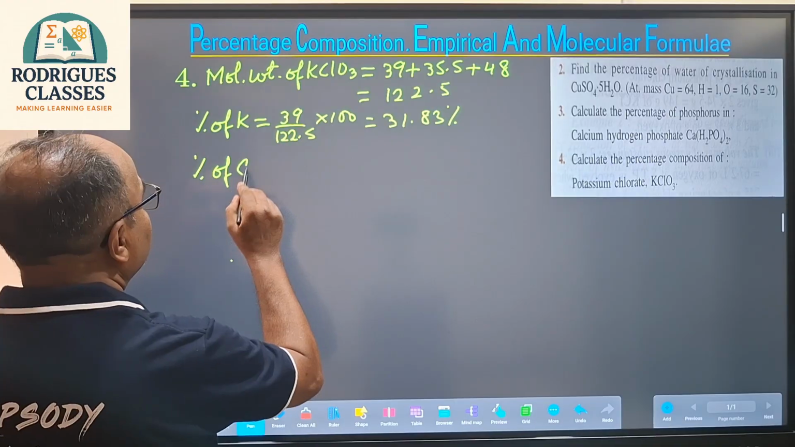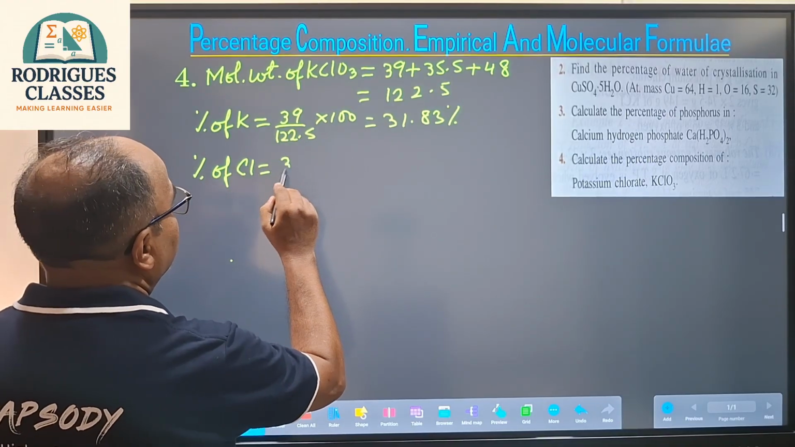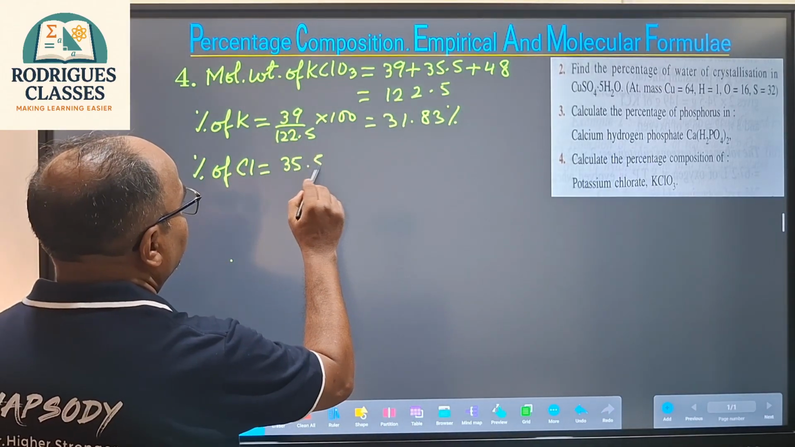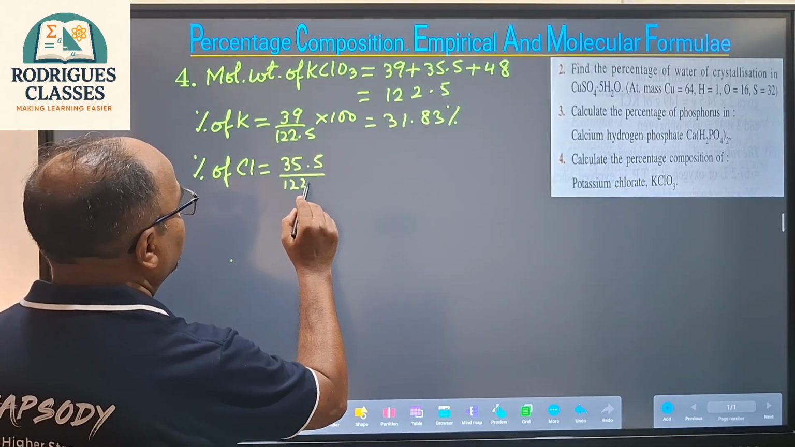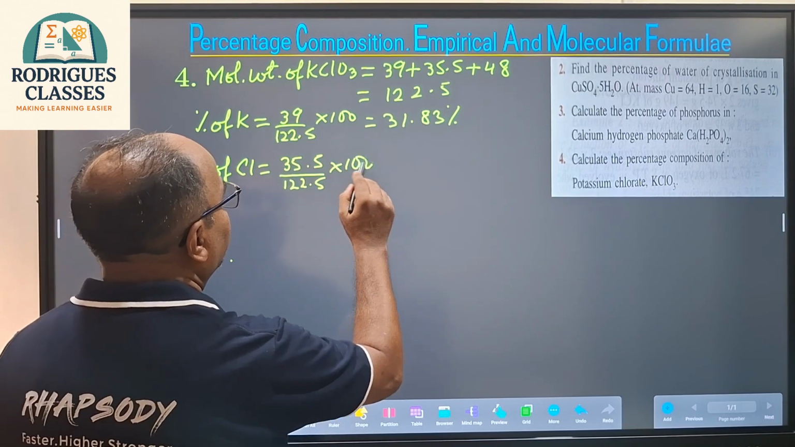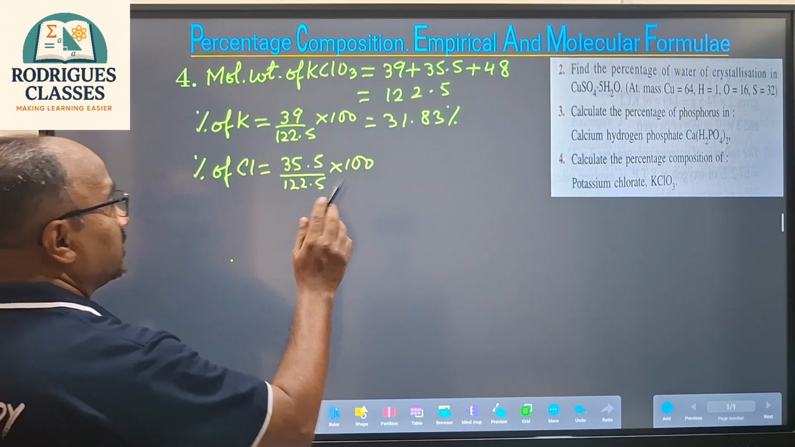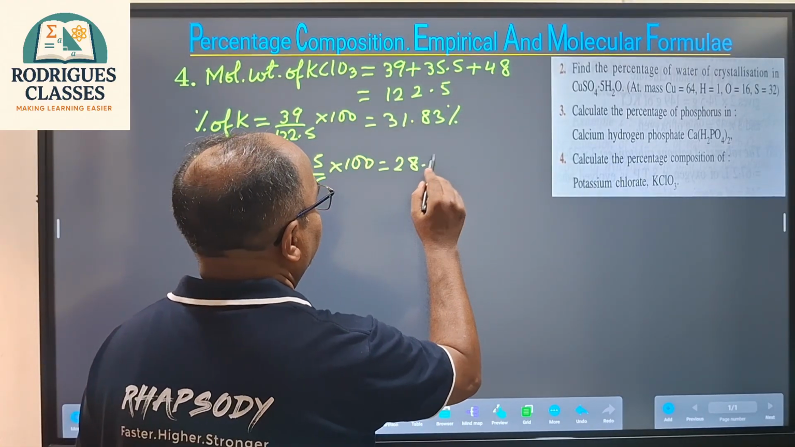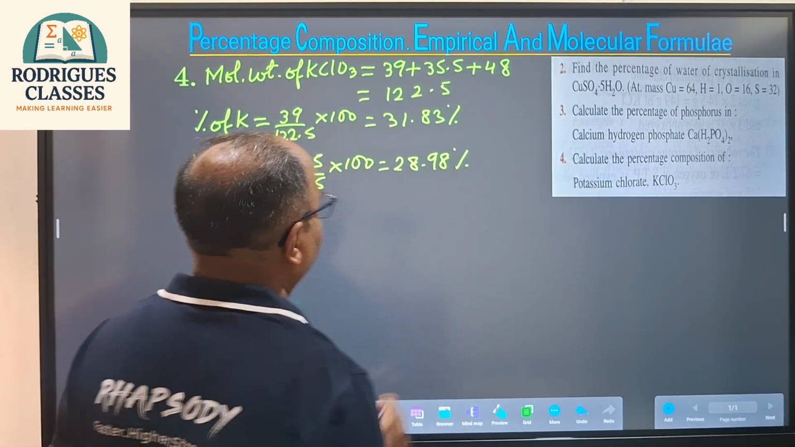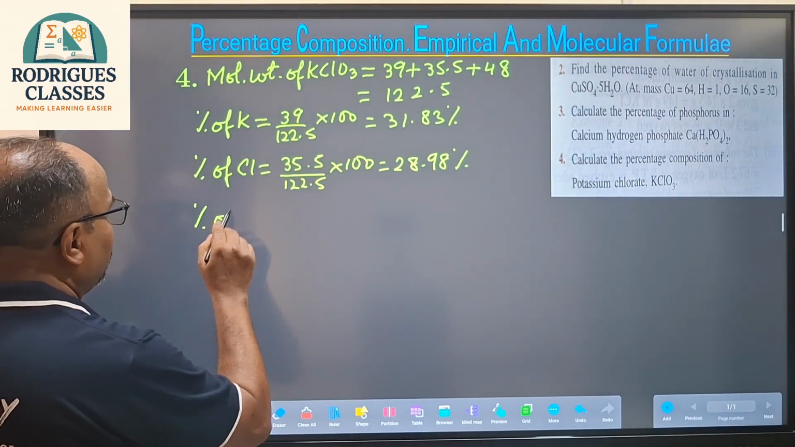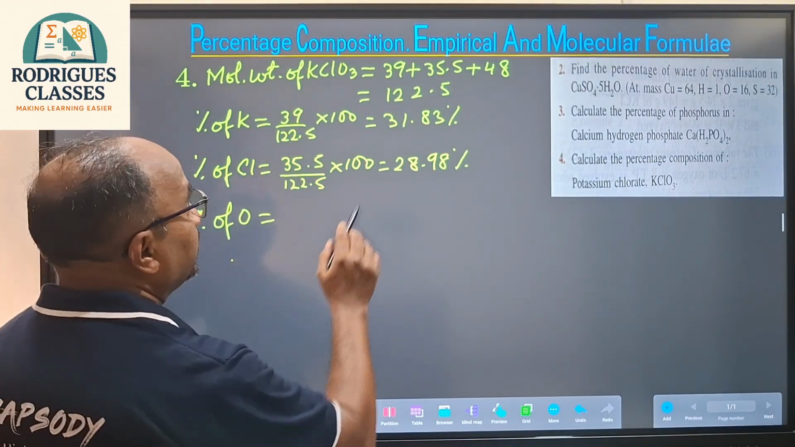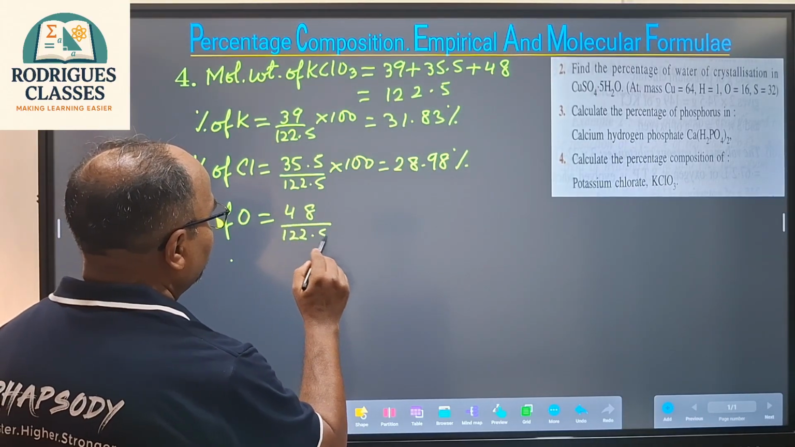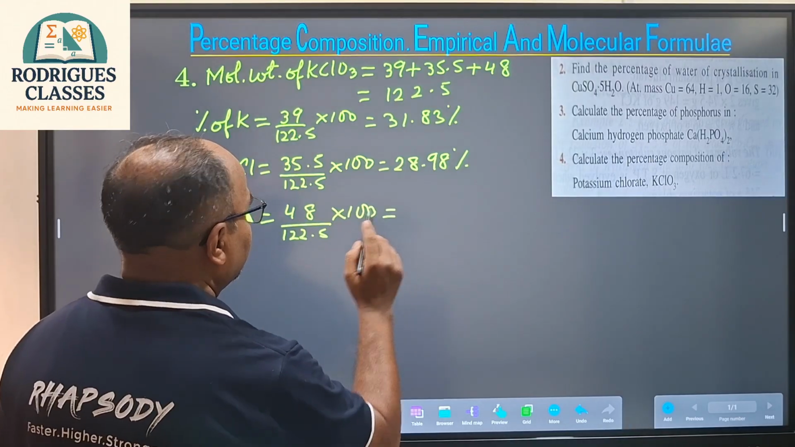Now moving to percentage of chlorine. Next is chlorine, so Cl, we get it as 35.5 divided by 122.5 into 100, which is 28.98%. Now for percentage of oxygen, we get oxygen as 48 divided by 122.5 into 100, as 39.18%.